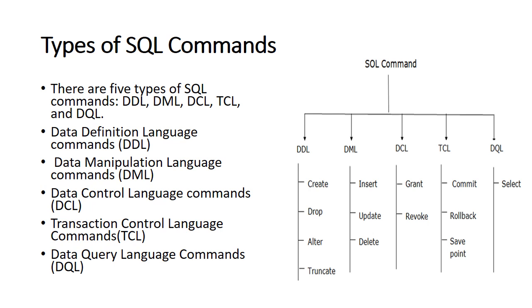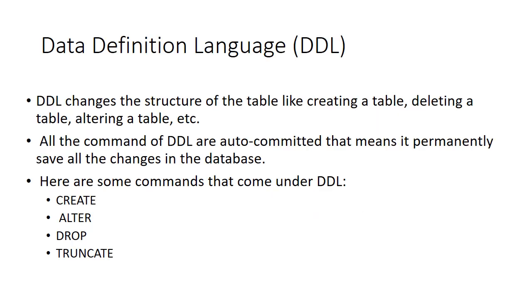So DDL means create, drop, alter and truncate. DML commands are insert, update, delete. DCL commands are grant and revoke. TCL commands are commit, rollback and save point. DQL command is select.